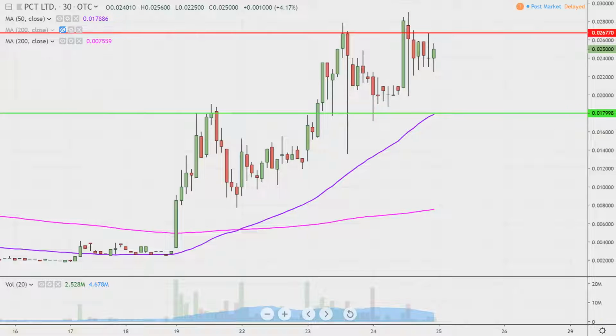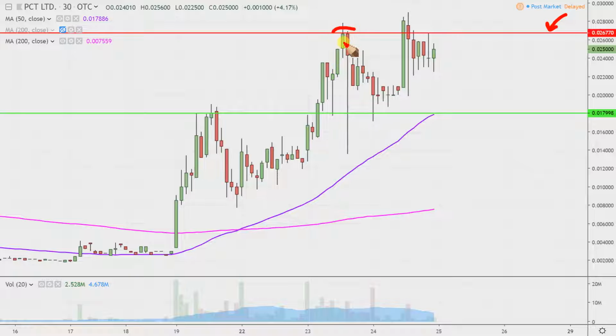I did this analysis on Tuesday, so that is where the green and red line annotations are coming from. And overall, the trend remains very, very positive, so there's nothing wrong with the chart at all. There's just kind of some annoyances, if that's probably the right word for it. The annoyance being this red line here, as I've talked about before, at 0.027 being a level of resistance.